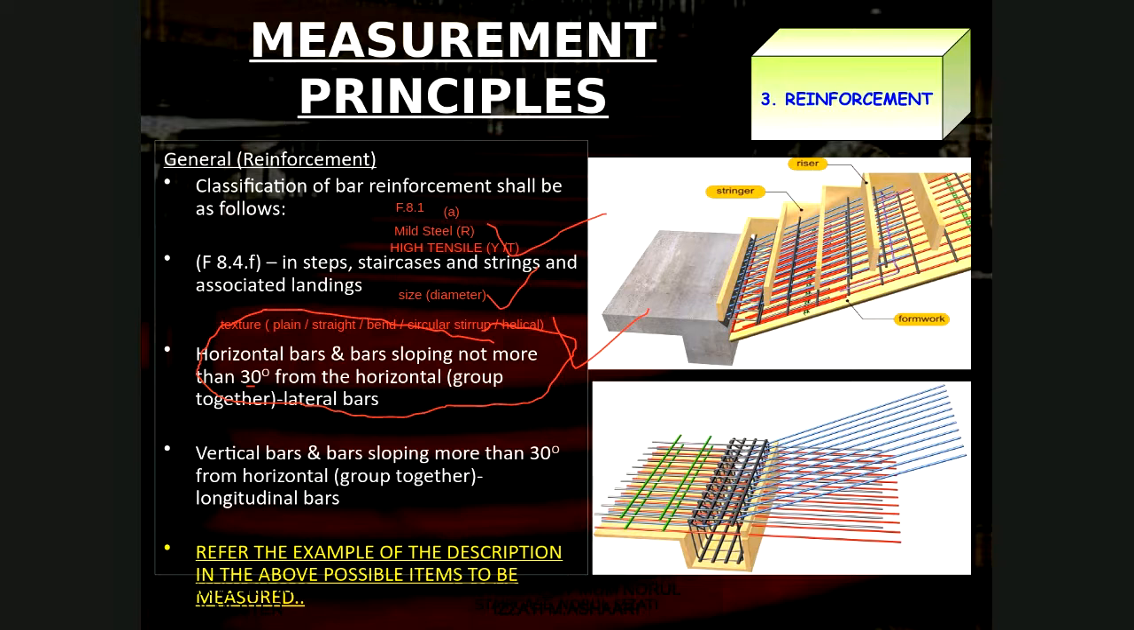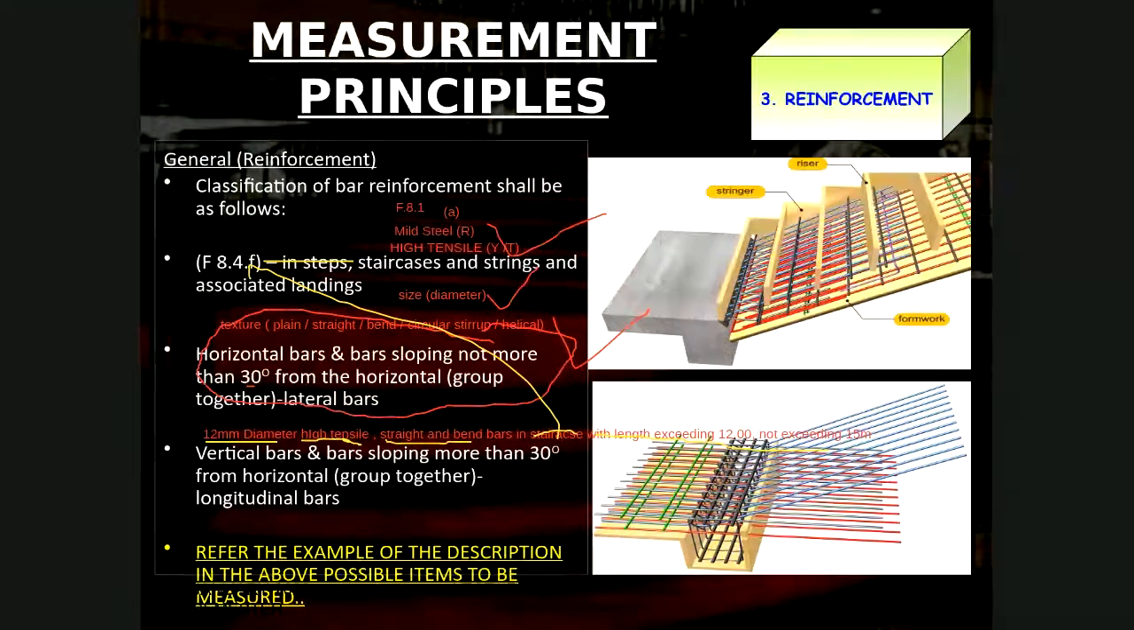Okay, class? So if you look at my example description, all the components have been written. You can see here the diameter, the type and kind and quality, high tensile, straight and bend bars meaning the texture, the location as shown in F.8.4, and then in case the length is more than 12 meters, you have to write it down in the description.